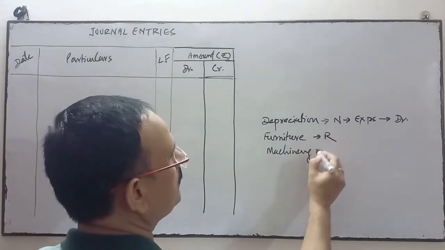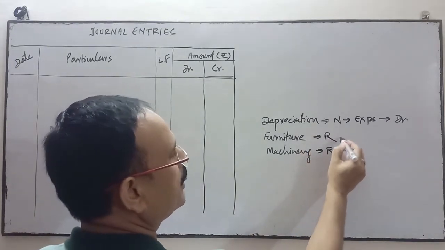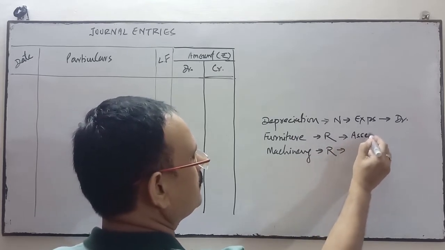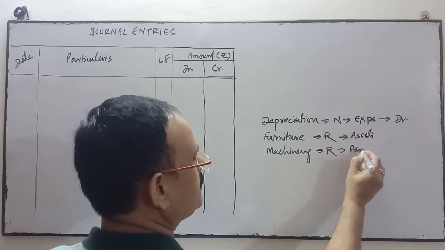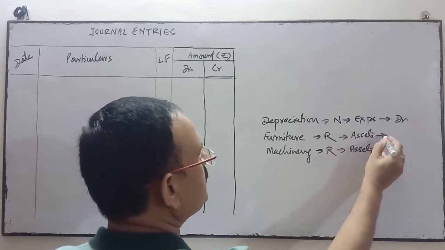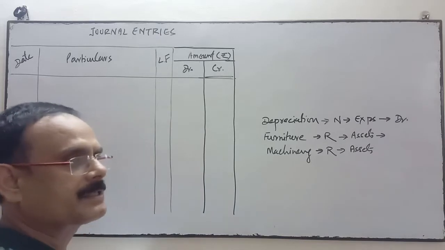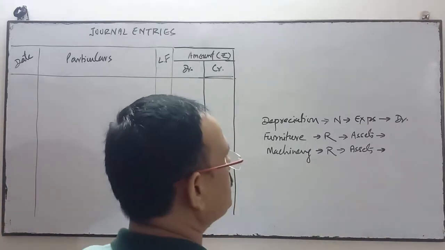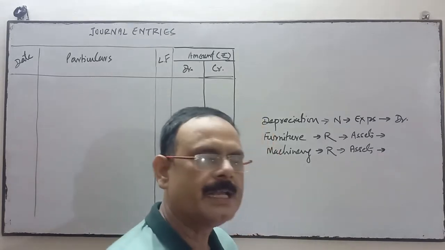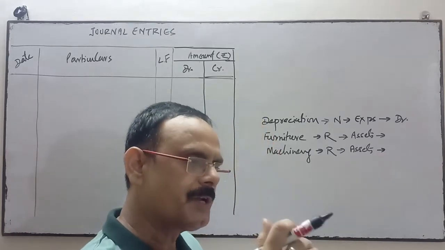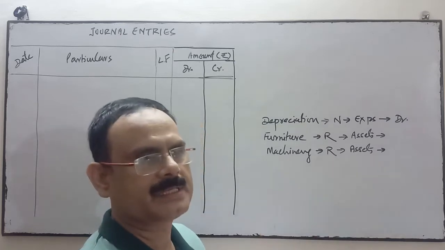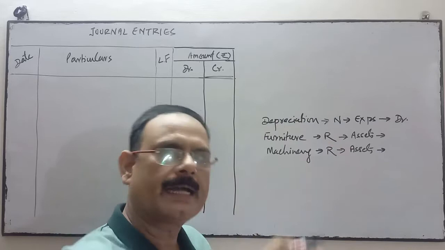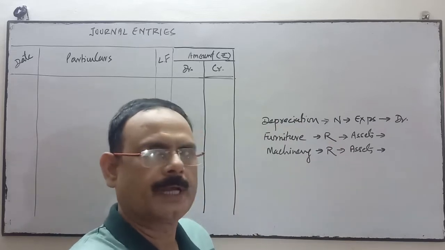Furniture is a real account, machinery is also a real account. They are assets. If an asset comes into the business, then debit, and if an asset goes out from the business, it is credit. The rule of real account is: what comes in is debit, what goes out is credit. Here, machinery and furniture do not go out from the business, but the value of machinery is decreased by that amount. So it is similar to that.